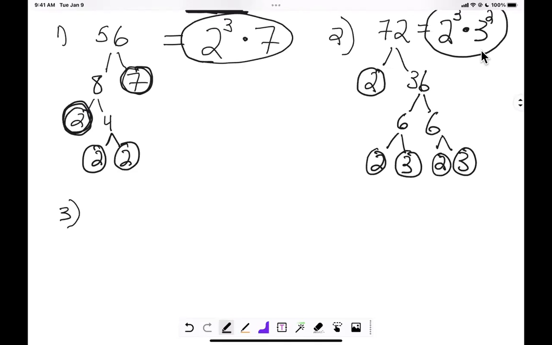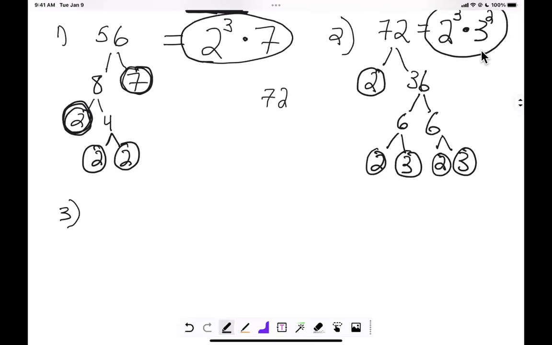You can go 9 and 8, and then break the 8. Right, that's what I said. You don't have to do 2 and 36. You could do 9 and 8, and you're still going to get the same answer at the end. You want me to show you that too?